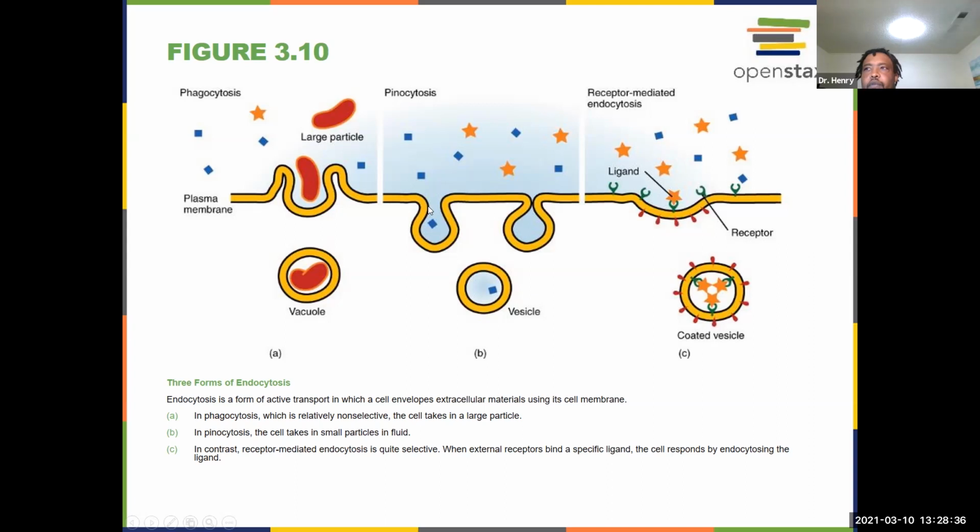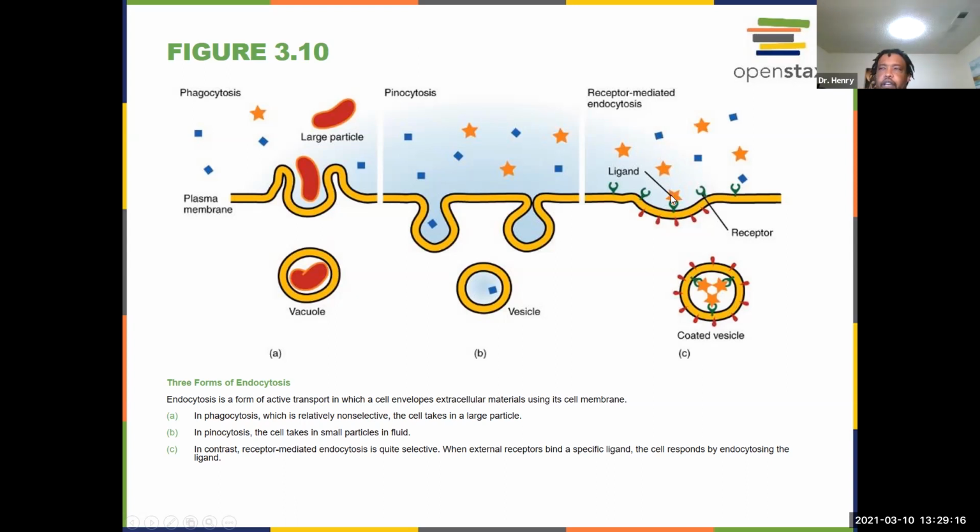Pinocytosis is where you form small vesicles. Pino means drinking, so it's like cell drinking. It just takes a little sip. It takes a small vesicle, and whatever's inside, it brings to the inside. Receptor-mediated endocytosis requires a ligand to bind to a receptor, and that causes the cell to close up, and then you get what we call a coated vesicle. So this one requires a ligand.